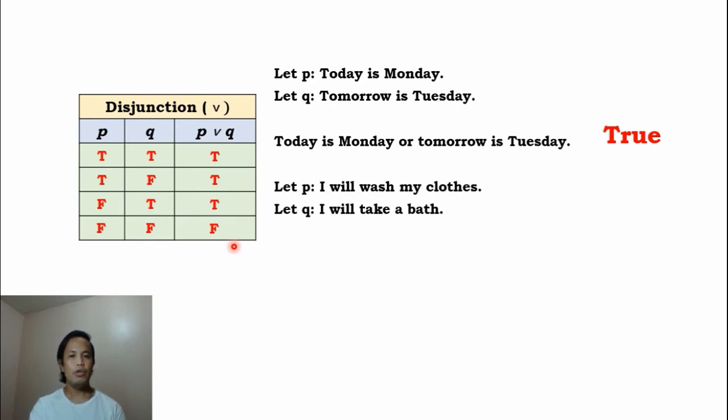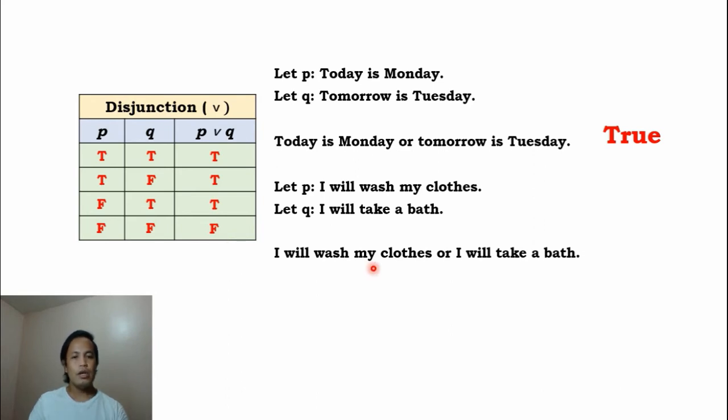Let P be, I will wash my clothes, and we let Q be, I will take a bath. So the compound statement can be translated as, I will wash my clothes or I will take a bath. Now, if I wash my clothes and I take a bath, that falls under true, true, so therefore the whole statement is true. But otherwise, for example, I wash my clothes but I did not take a bath, so P is true and Q is false. That still makes the whole statement true.